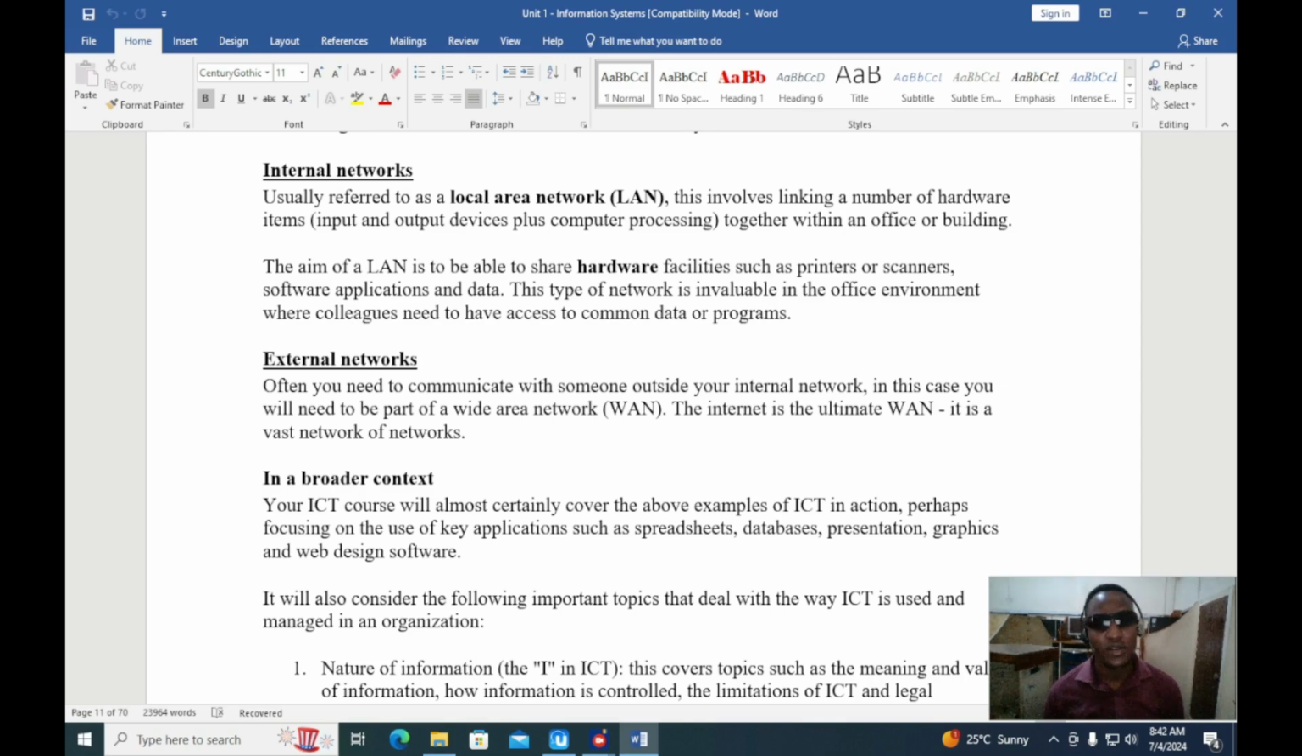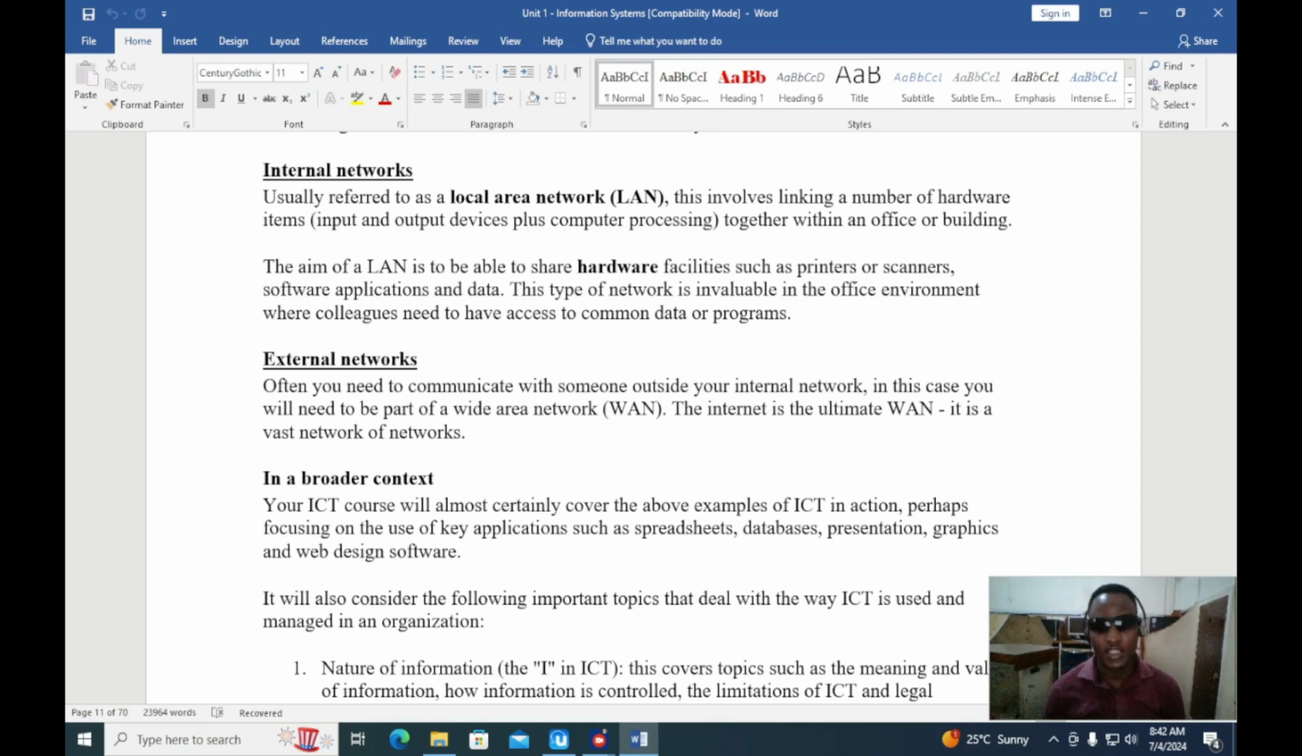So the aim of us having a local area network is to make sure that we are able to share hardware, for example printers. So if we have one printer in an organization and all the departments are using the same printer, then we can have all the computers connected together, and all the people in different departments sharing the same printer. So the aim of a local area network is to make sure we have resource sharing, basically hardware sharing, for example printers or maybe some scanners. Now we can also share software applications, and we can also share data.